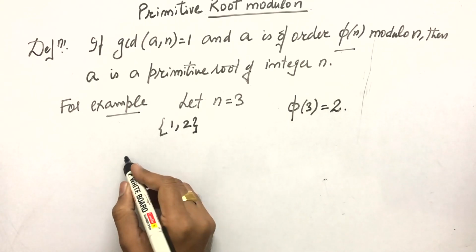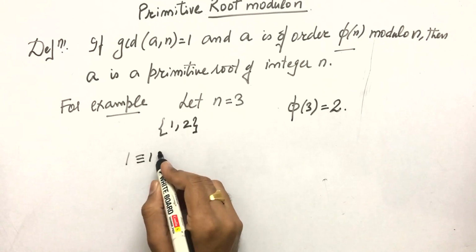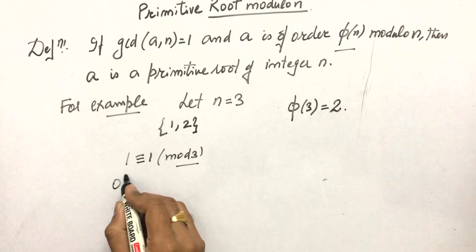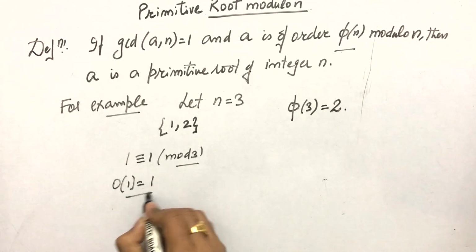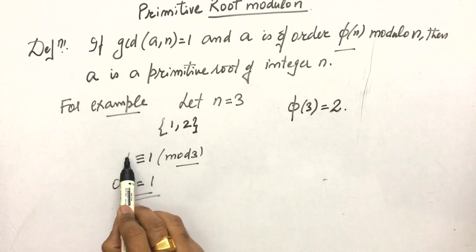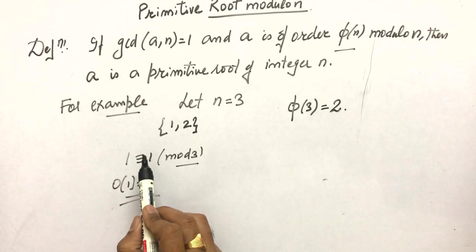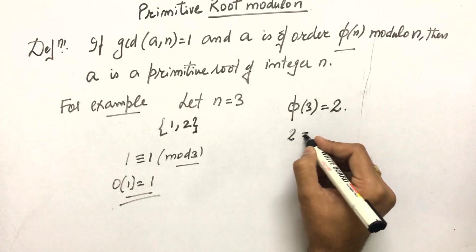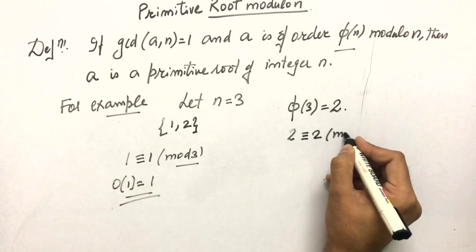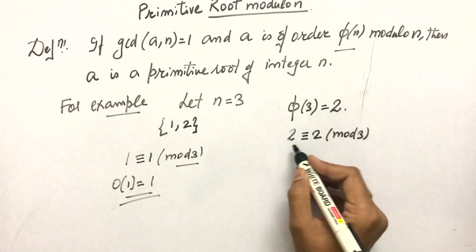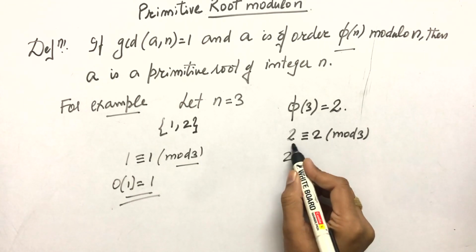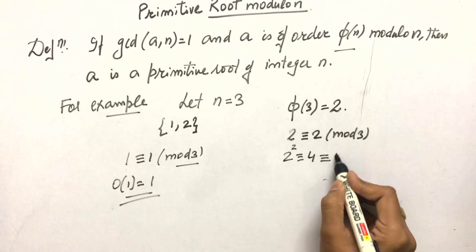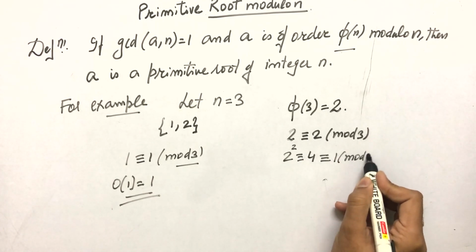And very easily we can see that 1 is congruent to 1 mod 3. So how much is the order of 1 here? 1, because power 1 makes it 1. So it cannot be a primitive root. Now we check for 2. 2 is congruent to 2 mod 3. And then we raise power on both sides, 2 square. And here we get 4. And very easily 4 is congruent to 1 mod 3.